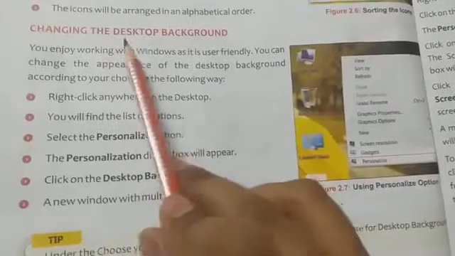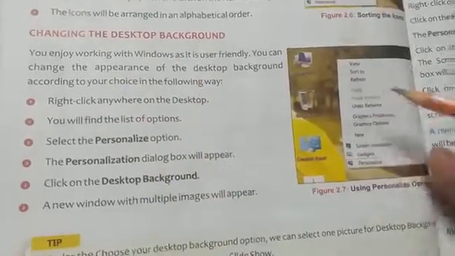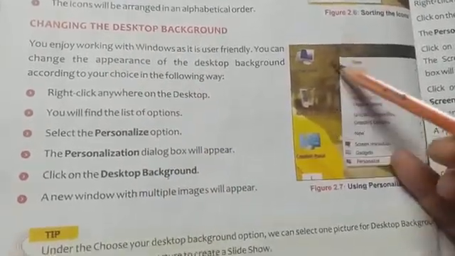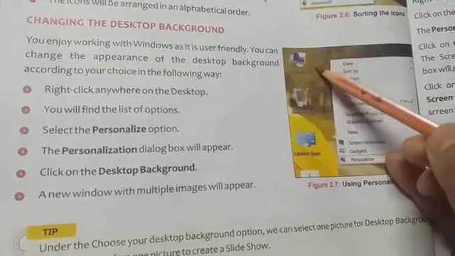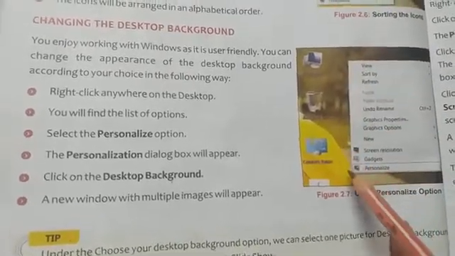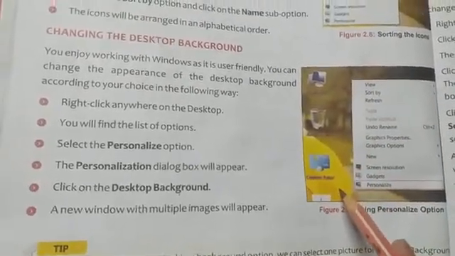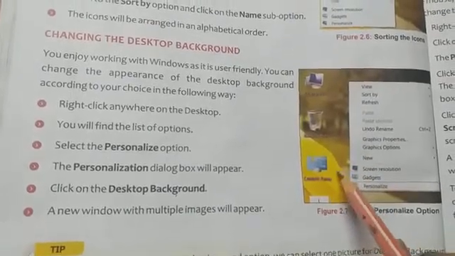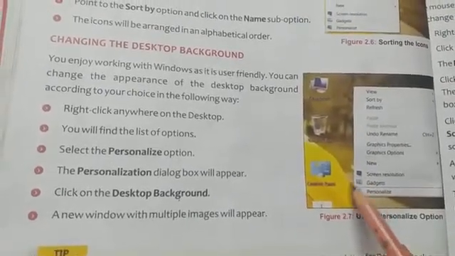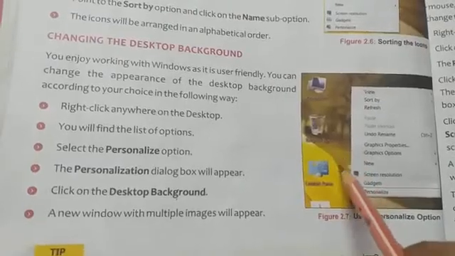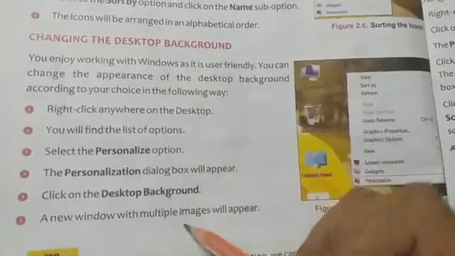Next one is changing the desktop background. For example, you want to change this background. For example, you can see here yellow color background is displaying, but you want to change this according to your requirement. So these options we have to follow.